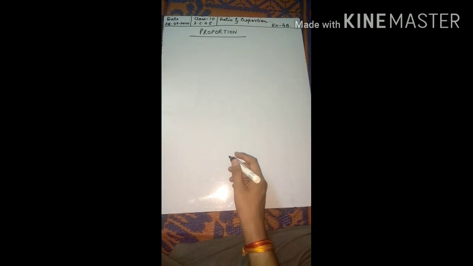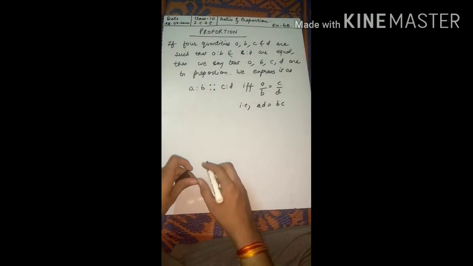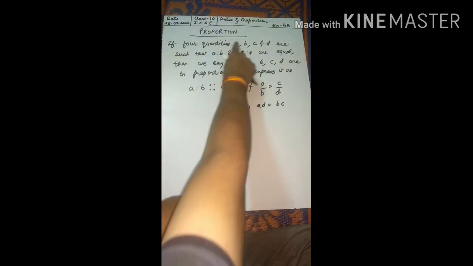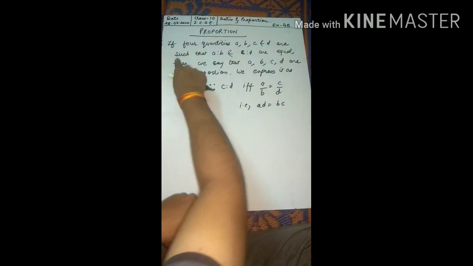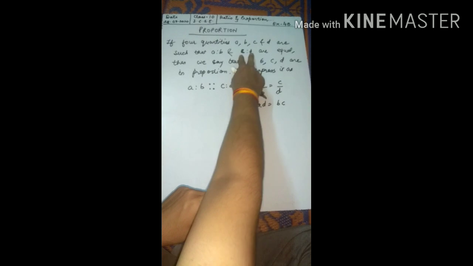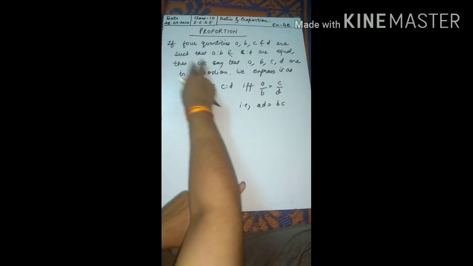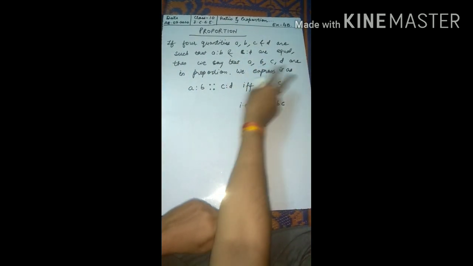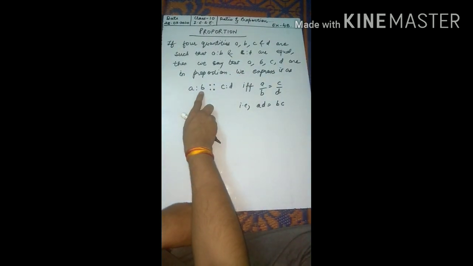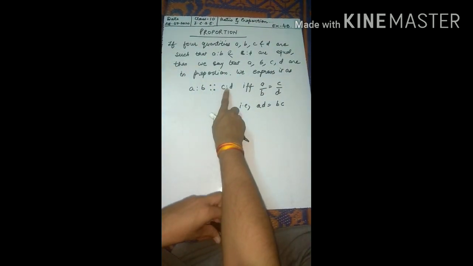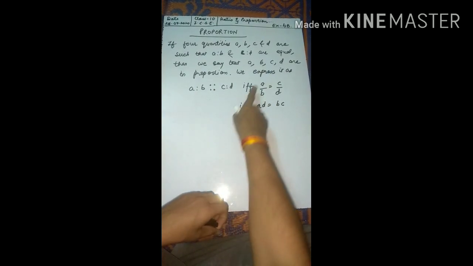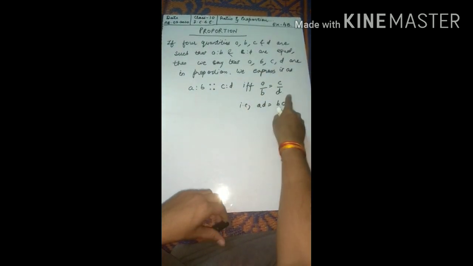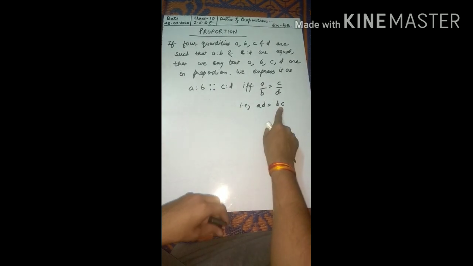Here is the definition: if four quantities A, B, C and D are such that the ratio A to B and the ratio C to D are equal, then we say that A, B, C, D are in proportion, and we express it as A is to B is proportionate to C is to D if and only if A upon B is equal to C upon D, that is AD is equal to BC.